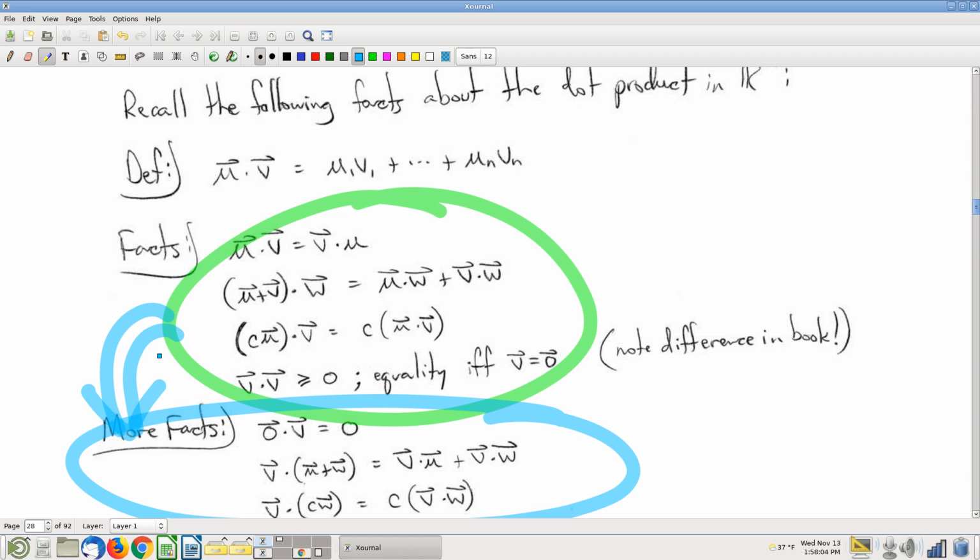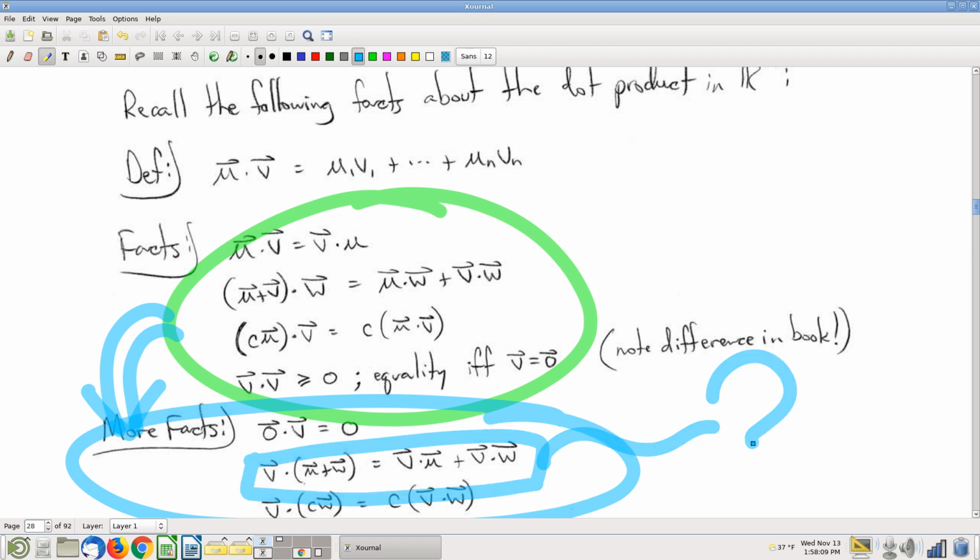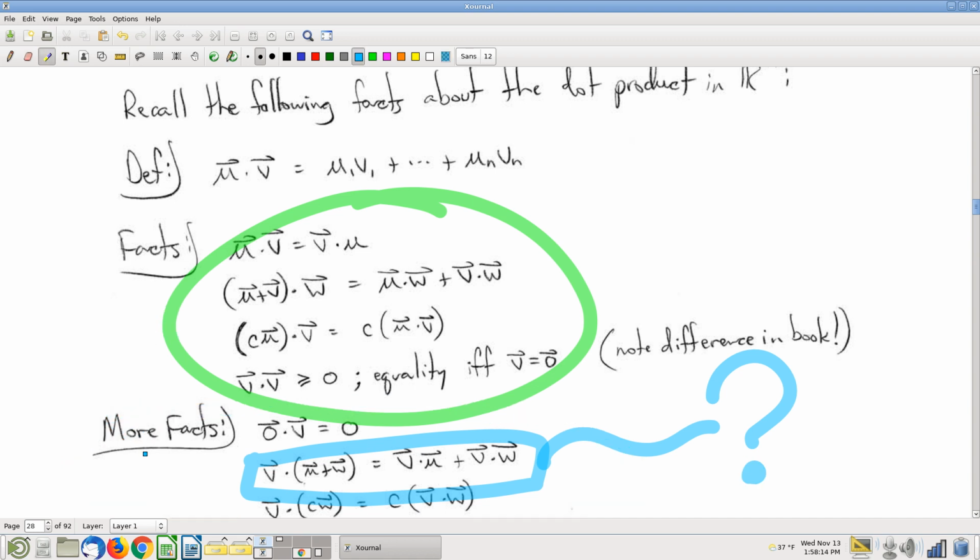So for example, notice this one here. So let's look at the second one. How do I know that this is true? How do I know that anything that satisfies the green properties up there must satisfy this blue property down here? Well, this formula that I have, V dot U plus W, by the first property up there, I can switch the order. Then by the second property, I can distribute, with the sum being on the left, and then I can switch the order back again by property 1, and this follows immediately.